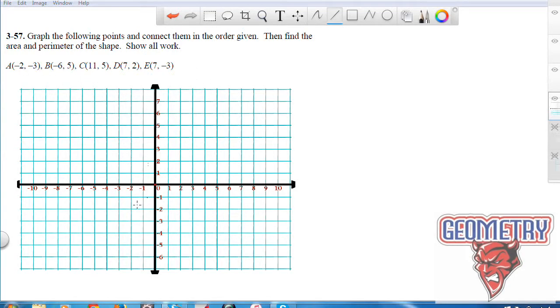So -2, -3, there's the wrong tool. Okay, let's try that. Okay. Here's point A, -2, -3. B is -6, 5. C is at 11, 5. D is at 7, 2. And E is at 7, -3.